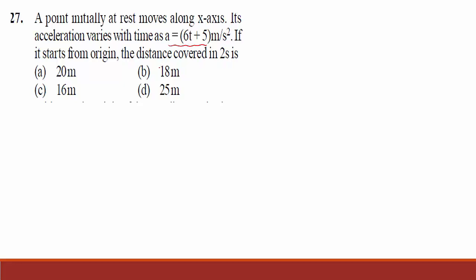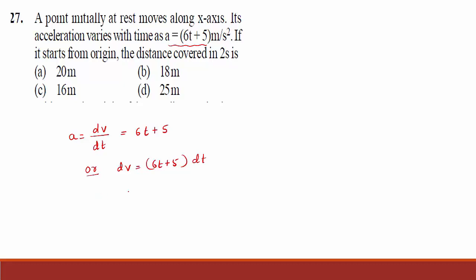If it starts from origin, the distance covered in 2 seconds is. Here we can write 6t plus 5, this is the acceleration that varies with time. So we can write directly dv divided by dt, that gives acceleration, rate of change of velocity. It is given 6t plus 5. Or we can write dv equal to 6t plus 5 into dt.